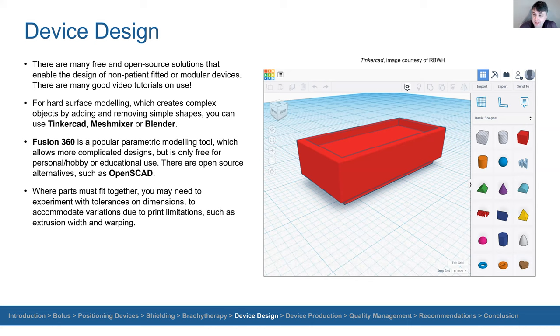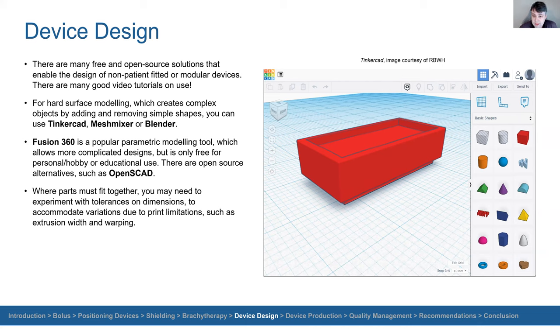I'll first start off with the easy stuff, let's say. There's a lot of free and open source software that allows the design of non-patient fitted or modular devices. So squares, circles, those simple sort of objects can be combined or subtracted in order to get fairly complex shapes using hard surface modeling tools. There's a lot of free ones out there: Tinkercad, Meshmixer, and Blender, which is probably the most complicated.